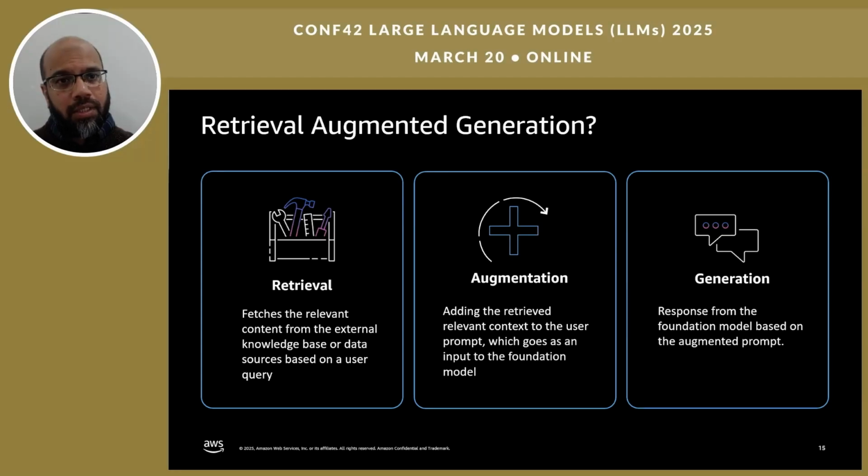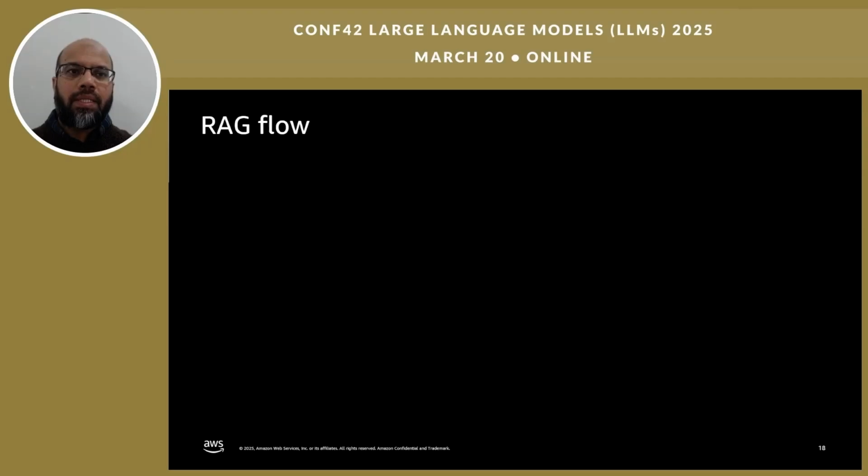It has three stages. In the retrieval stage, the relevant content is fetched from the external knowledge base or data sources based on the user query. The retrieved context is then added to the user prompt, which goes as an input to the foundation model as part of the augmentation. And then the response from the foundation model is based on the augmented prompt. Now that we know the basic functioning of RAG, how does it actually work?